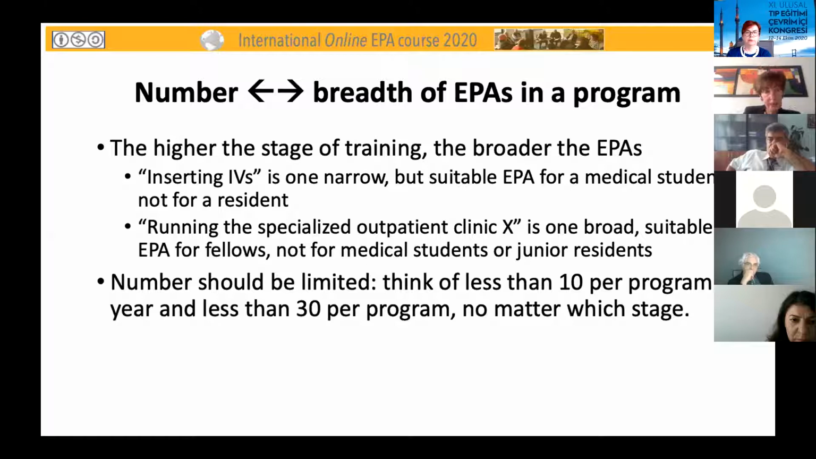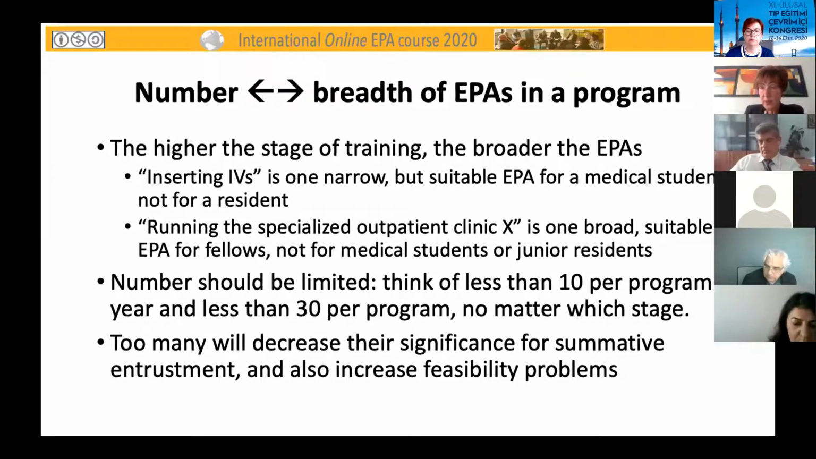Now, in the last couple of years, there's been a development and new insight, and we think that the number of EPAs should be limited. Think of less than 10 per program per year, and less than 30 per program. For internal medicine in the Netherlands, we now have 25 different EPAs for a 6-year, well, we don't have a fixed time duration anymore, for a 6-year training program.